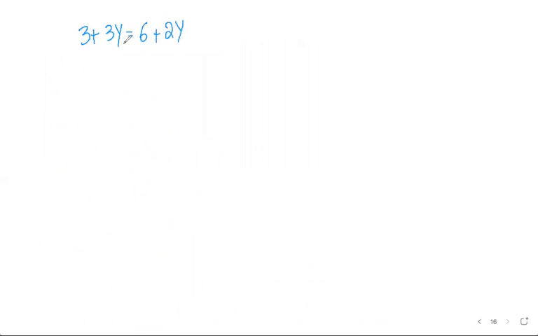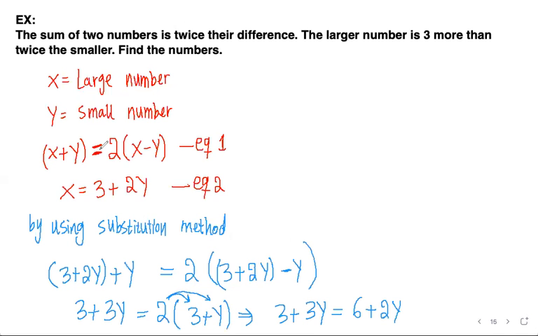So it's easy now, it's linear. I can subtract 2y from this side, or move the 2y to the other side. So I get 3 plus 3y minus 2y equals 6. And I can move the 3 to this side by subtracting 3 from both sides. So I get 3y minus 2y is y, equals 6 minus 3 is 3. So the y value is 3. So y, the small number, is 3.